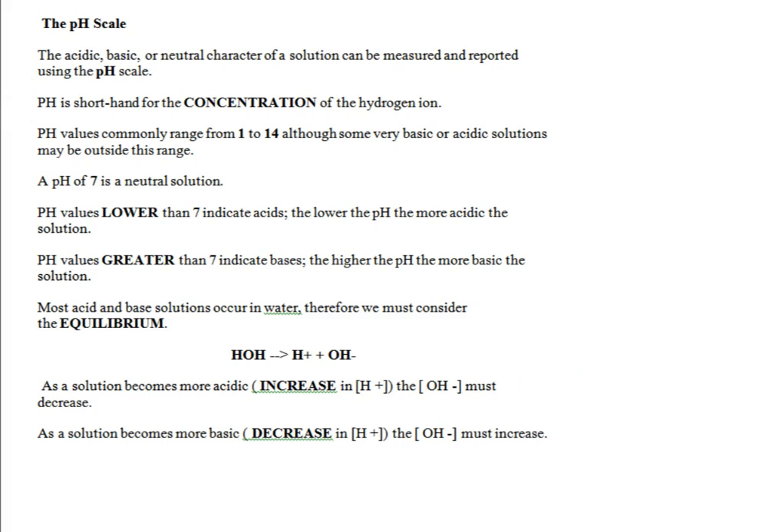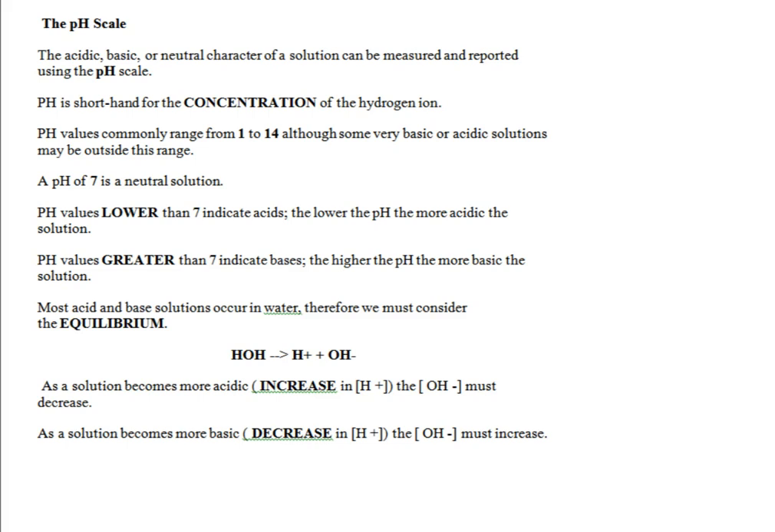So the pH scale, this is a slide from my normal chemistry class. This is all in the book, which I'm sure you're all reading intently. So it says the acidic, basic, or neutral character of a solution can be measured and reported using the pH scale. So this is all the qualitative information on it. pH is shorthand for the concentration of the hydrogen ion. pH values commonly range from 1 to 14, although some may be outside that range. A pH of 7 is neutral. pH values greater than 7 indicate bases. The higher the pH, the more basic the solution.